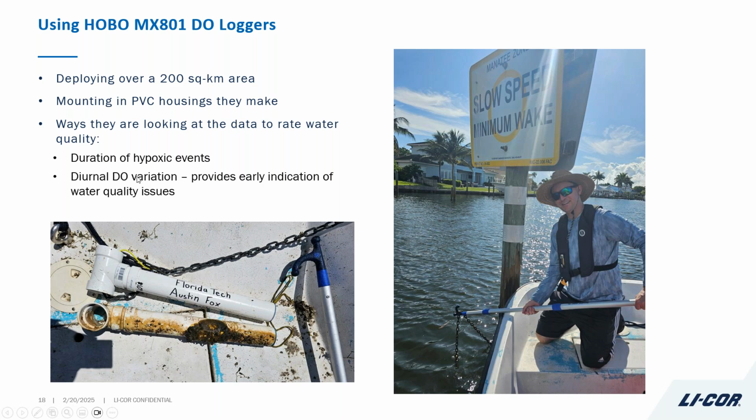And he's looking at the data in a few different ways. Of course, he's looking for those hypoxic events where the oxygen levels go super low, but he's also looking at the diurnal variations in the dissolved oxygen. And that's like an early indication that there could be oxygen issues in that area. So he's trying to stay ahead of the game by looking at the data before it gets to be hypoxic.